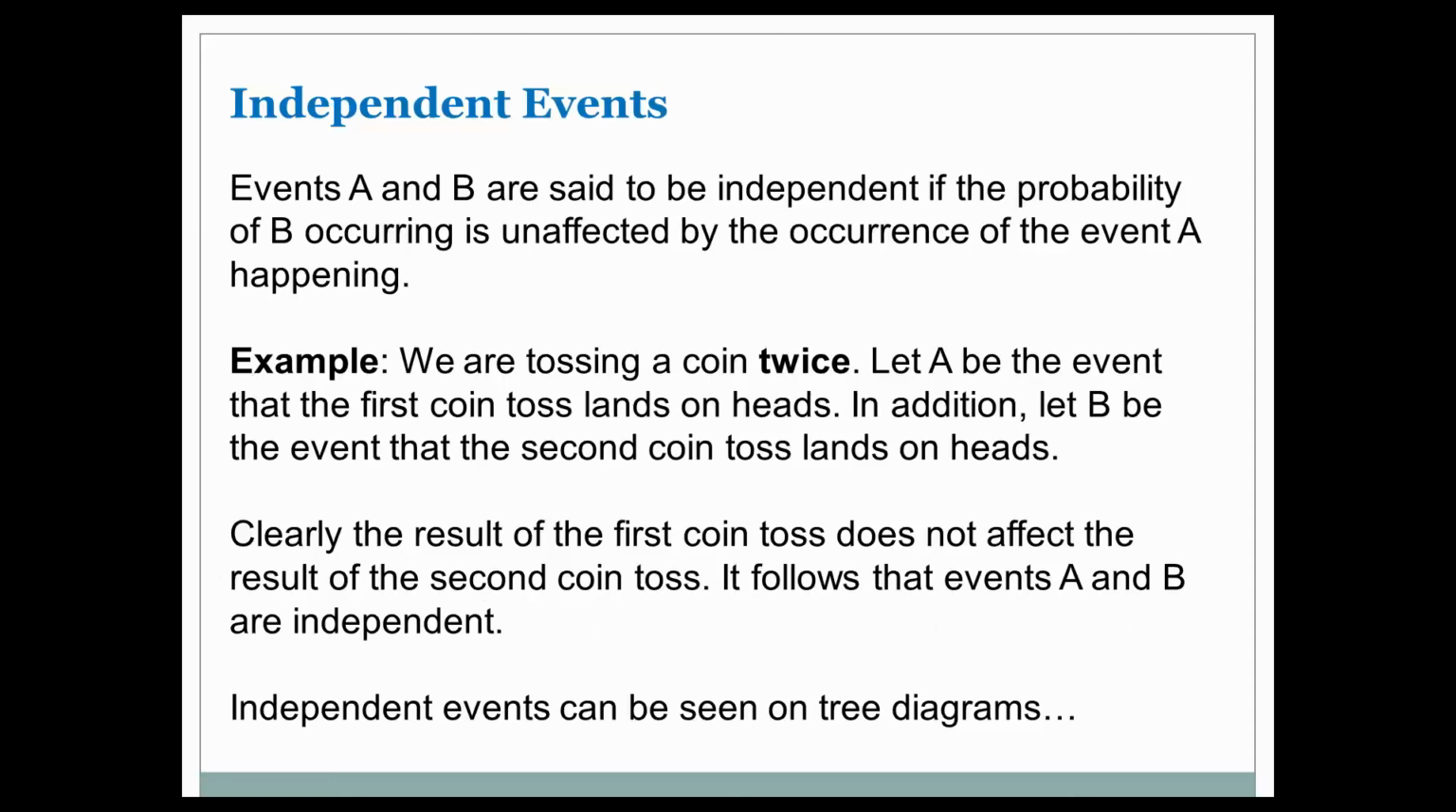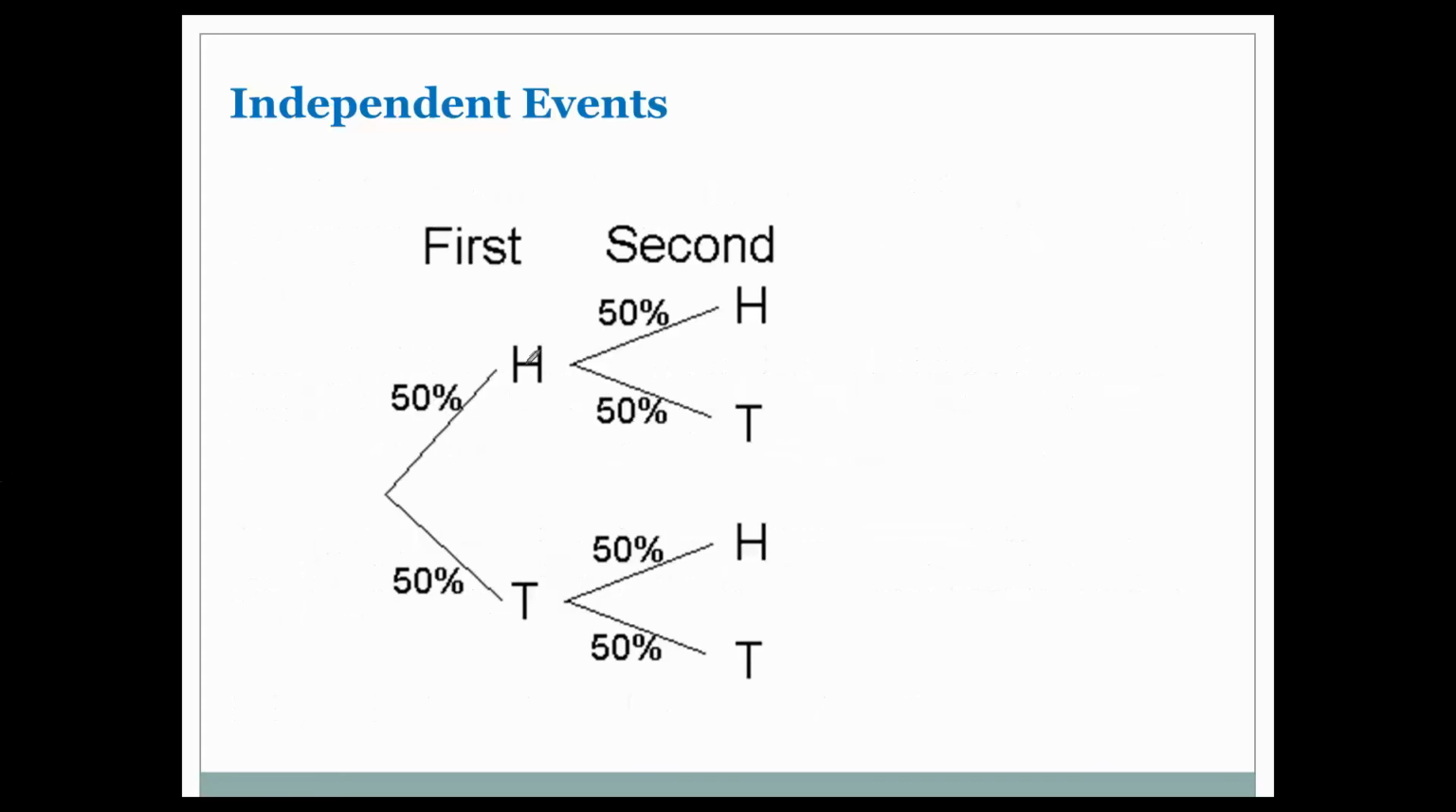Okay, and a lot of times you can see these kinds of things easier on a tree diagram. So here's our first coin toss. We have 50% that we can get heads, 50% that we can get tails, right? Half the time we'll get heads, half the time with a fair coin we'll get tails. Okay, so that's our first toss.